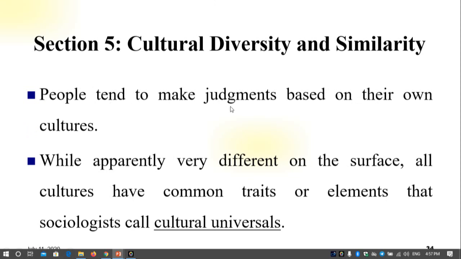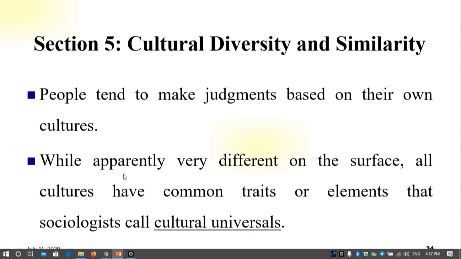People tend to make judgments based on their own culture. The word tend means to move or go toward. While apparently very different on the surface, all cultures have common traits or elements that sociologists call cultural universals. As I told you, we will present cultural universals in the next slide.